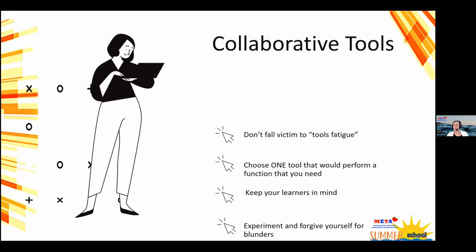But also don't be afraid to experiment, and definitely forgive yourself for blunders, because when working with technology, they will happen, guaranteed. Yes. The internet will be slow. Your students will say, I don't know how to do this. Can you repeat how? So it slows down your lesson. We have to be prepared for all of this, and some of it will happen today. We will forgive ourselves for that.